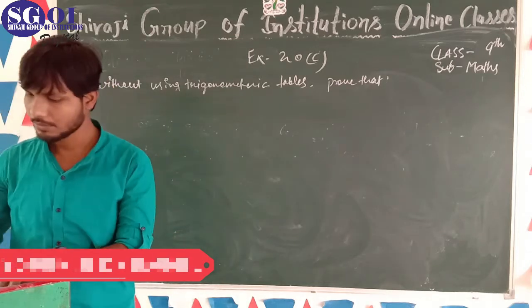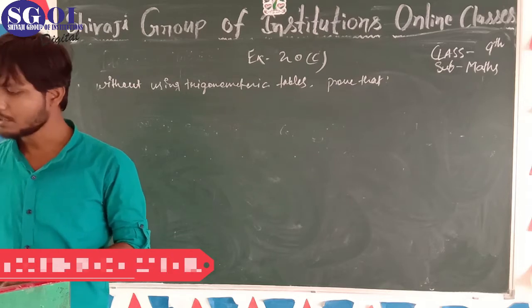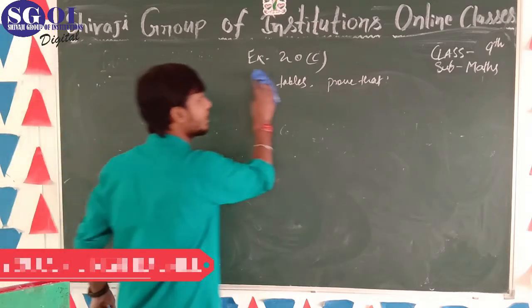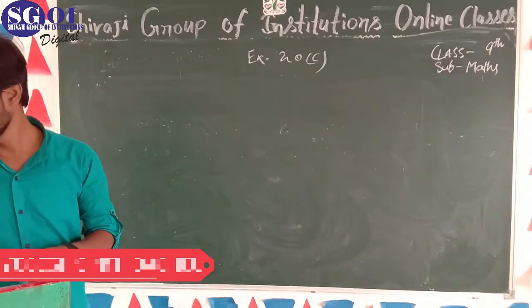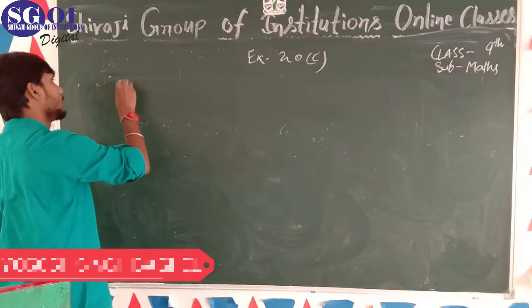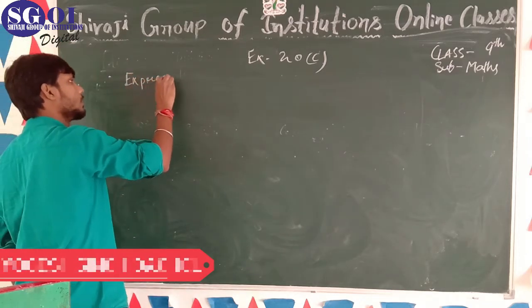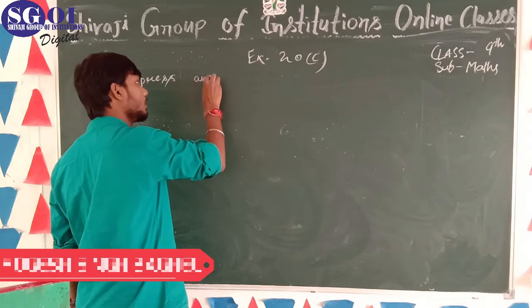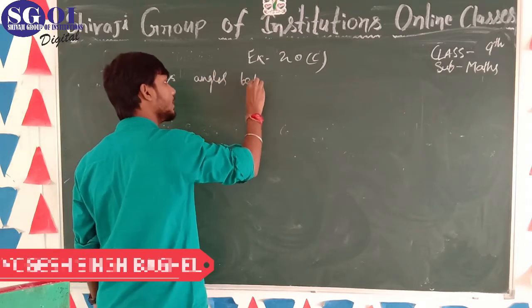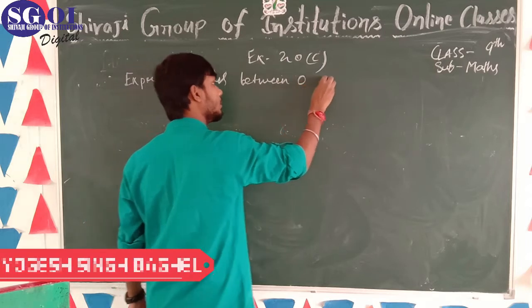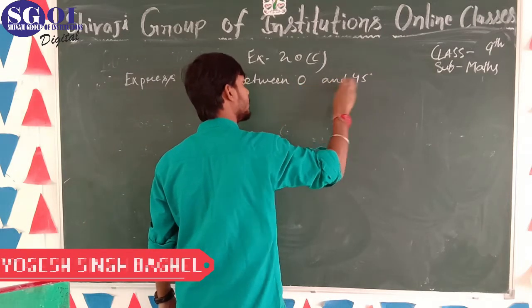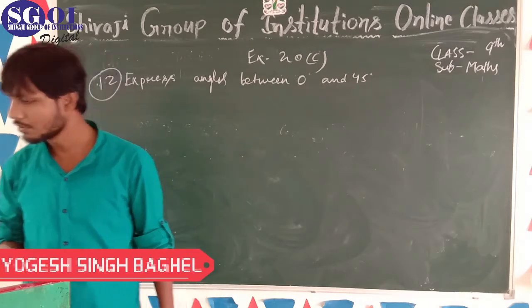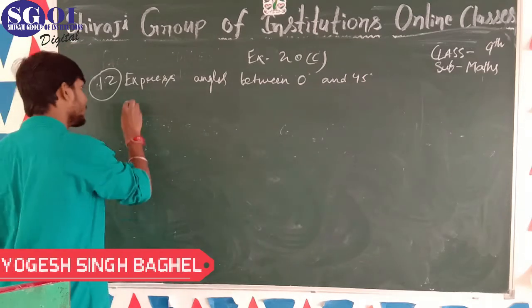Question number 12. In question number 12, express each of the following in terms of trigonometrical ratios of angles between 0 and 45 degree. Okay, so this is the third part of the question. Let's see any one question from it. Now I am going to tell you the first one.